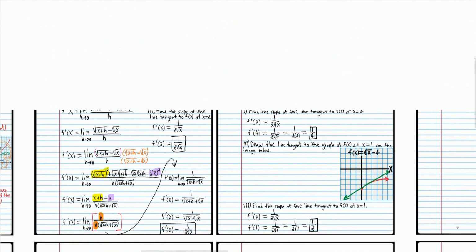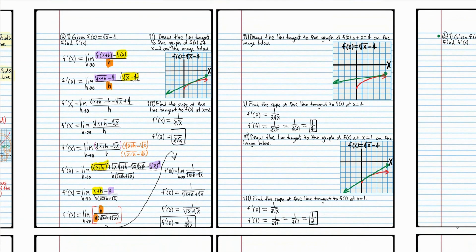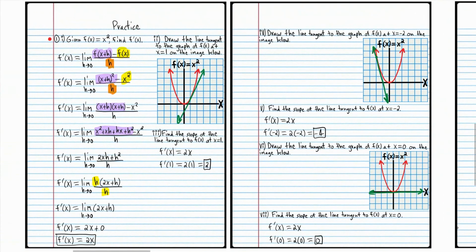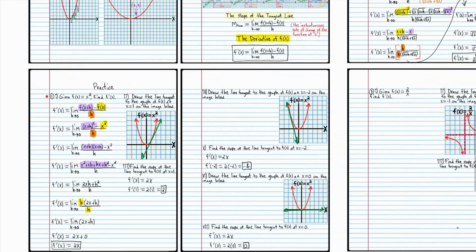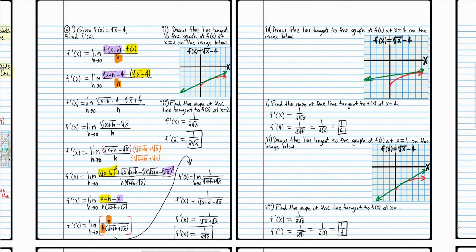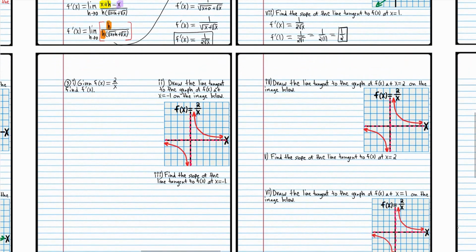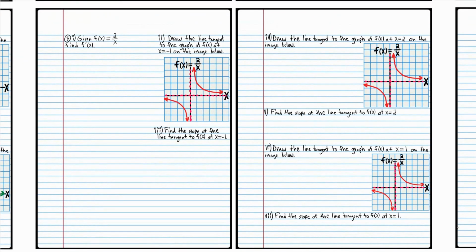So there's another problem where we found the derivative function. We had a problem here where we were dealing with the function f of x equals x squared. The derivative was 2x. And here we had a function f of x is equal to root x minus 4, and the derivative was 1 over 2 times the square root of x. So let's do one more of these problems.